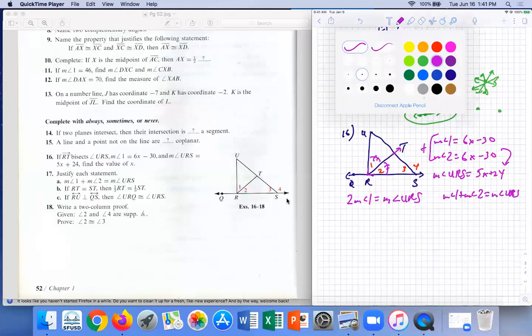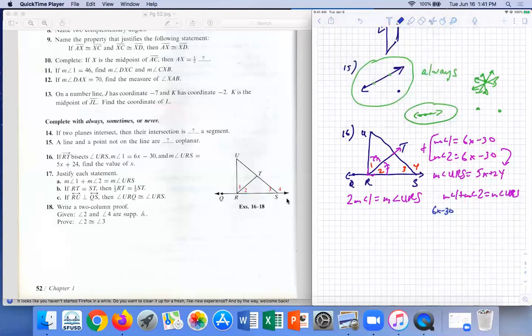All right, let's do that. So 6x minus 30 plus 6x minus 30 equals 5x plus 24. So 12x minus 60 equals 5x plus 24. Minus 5x from both sides, you get 7x minus 60 equals 24. Add 60 to both sides, 7x equals 84. And then x is equal to 84 divided by 7, which is 12, right? So x equals 12. And number 16 says find the value of x.